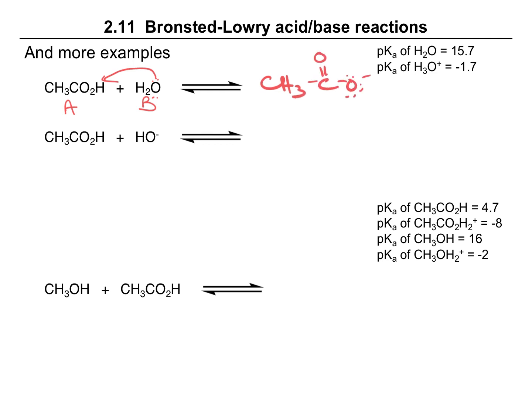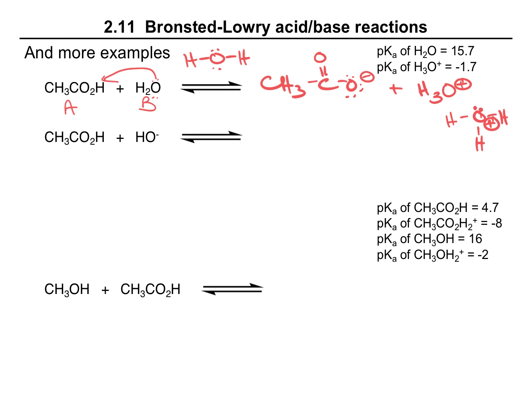CH3COO minus plus, because H2O was the base, it grabbed off another proton, so now we have H3O plus, right? So we started out with OH, H, and two lone pairs. Now we have OH, H, only one lone pair, and a positive formal charge on the oxygen.